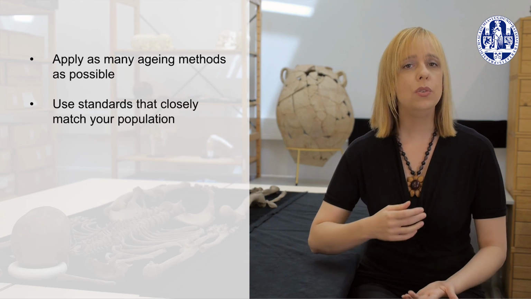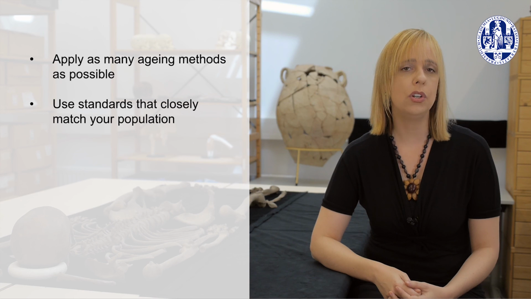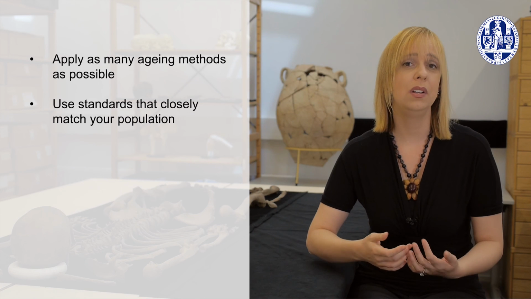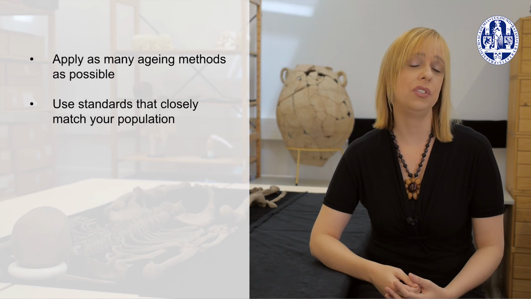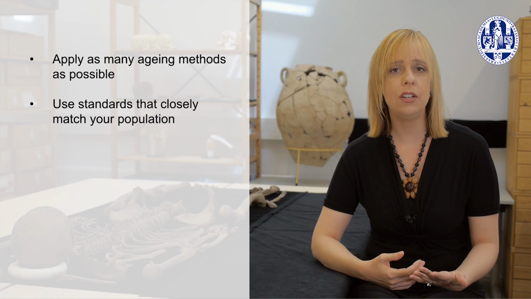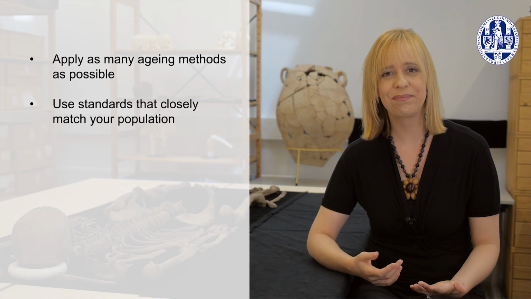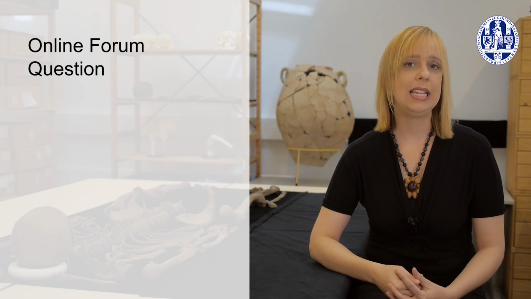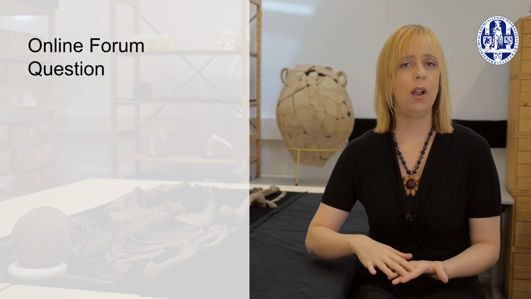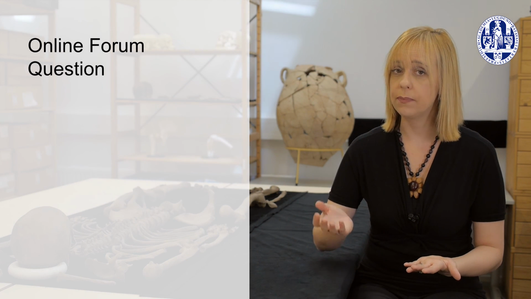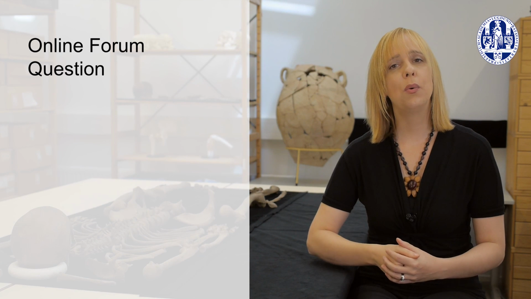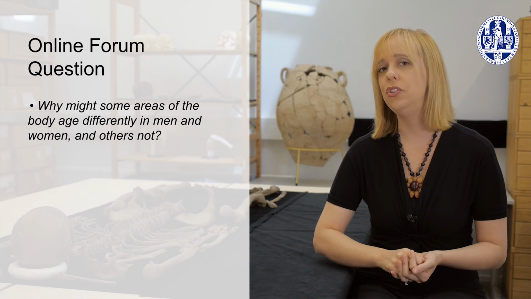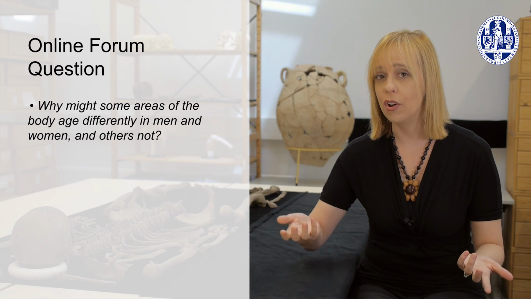And as always, use standards that match the geographical origin and life ways of the population you are studying as closely as possible. Do so to limit the potential difference between one's physiological age and chronological age. Now, you've probably noticed that some of the age estimations contain tables for males and females separately, while other methods make no such distinction. On the online forum, you'll find a question asking why this might be. Why might some areas of the body age differently in men and women and others not?